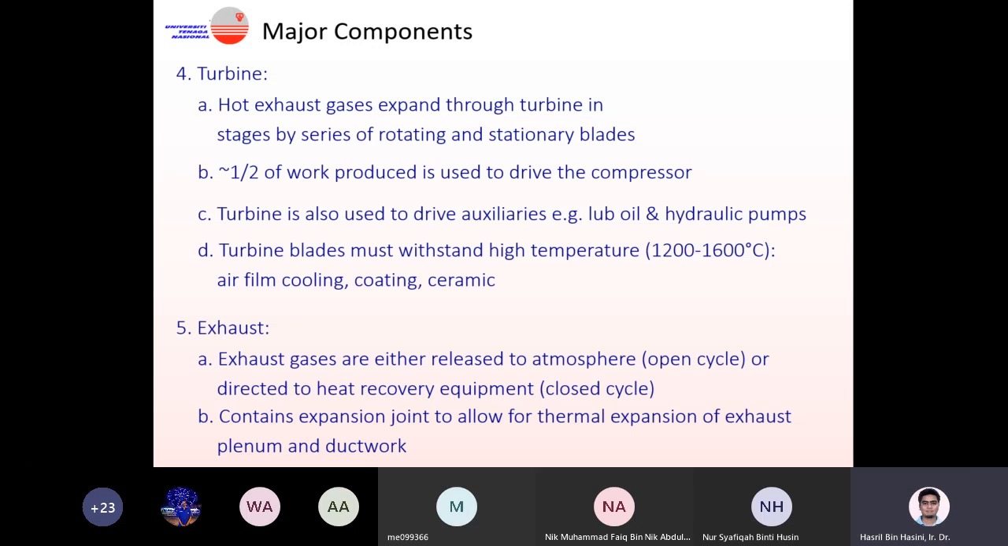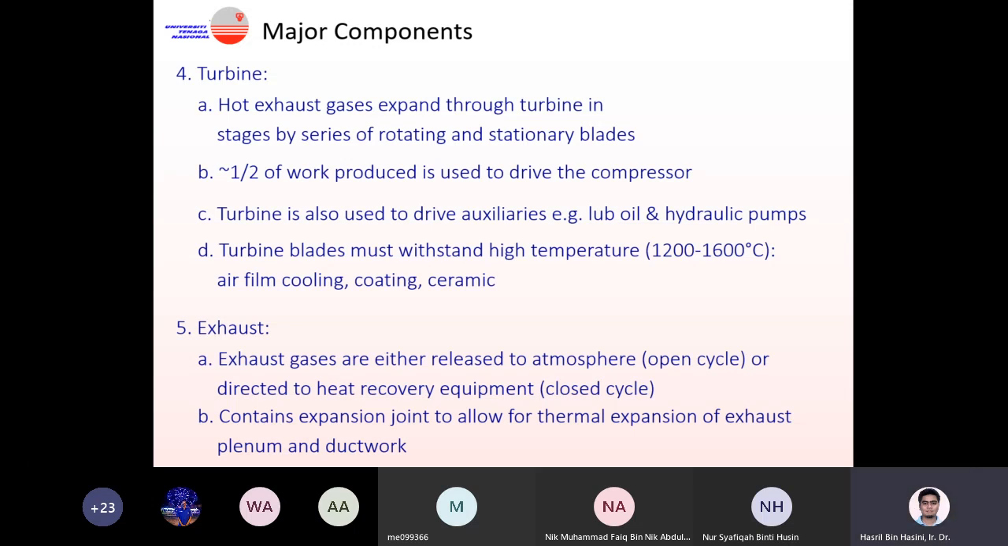For the gas turbine, it is written here, for your information, that half of the work produced is actually used to drive the compressor. So you can imagine the amount of work consumed by the compressor is already half the total work produced by the gas turbine. Then you only have half. So that's why the efficiency for the open cycle is less than 50%, because the majority of the power is used to drive the compressor.